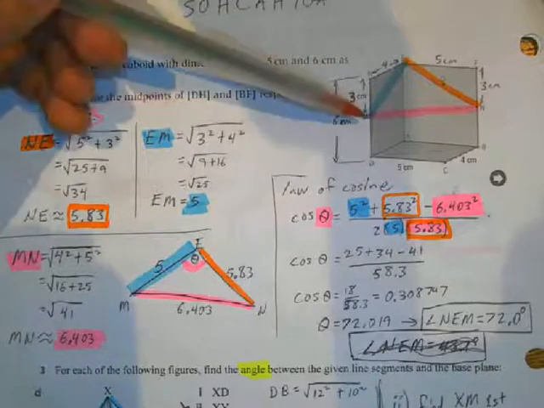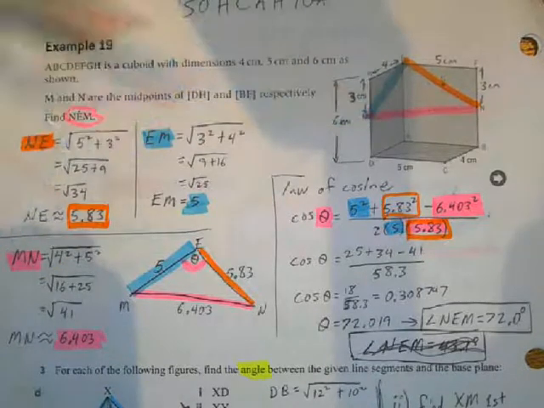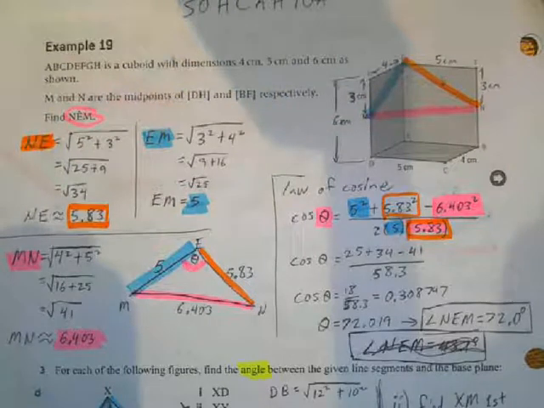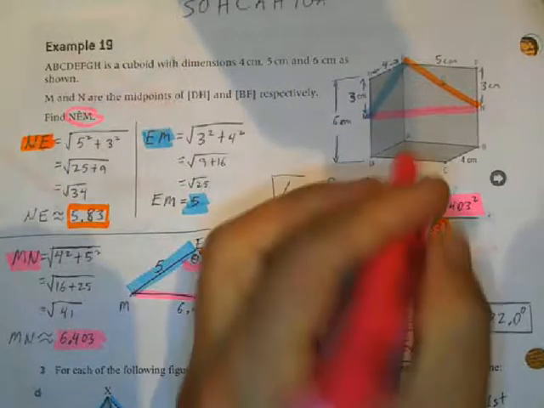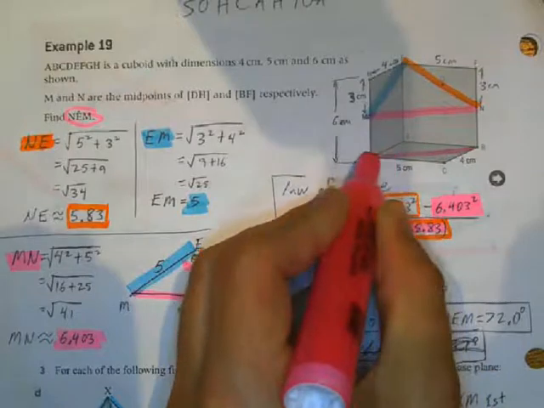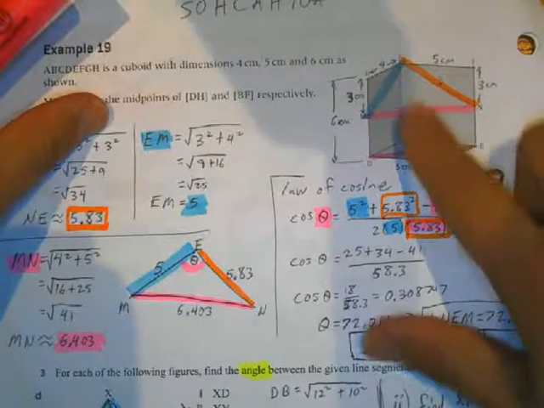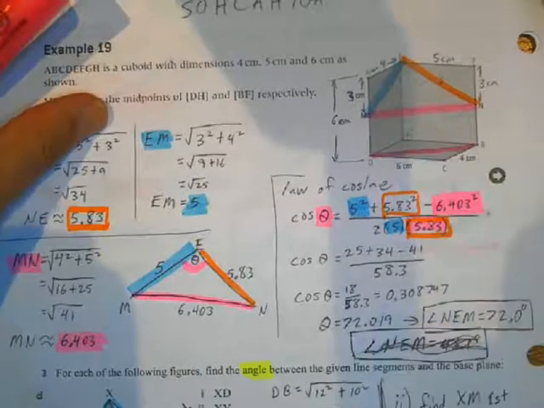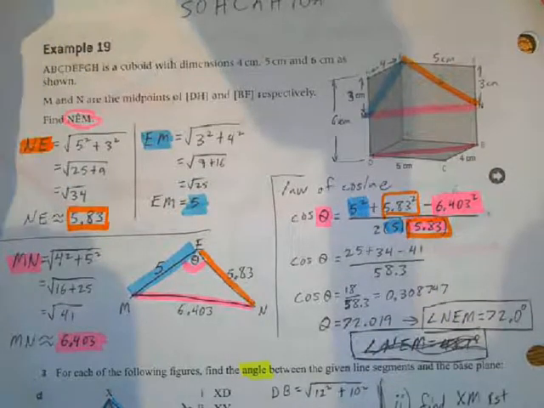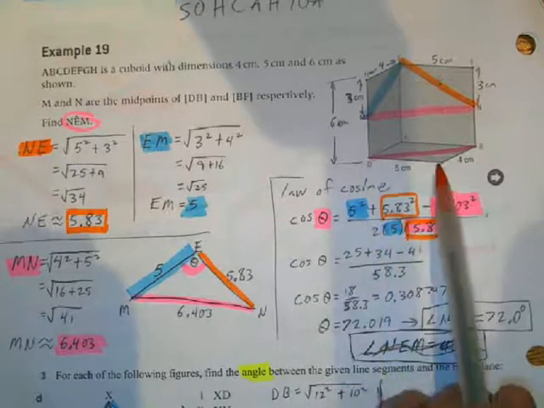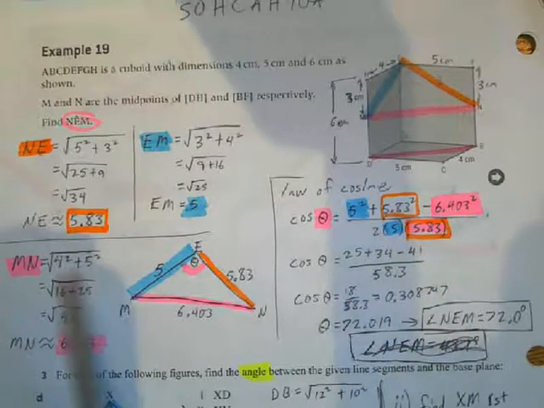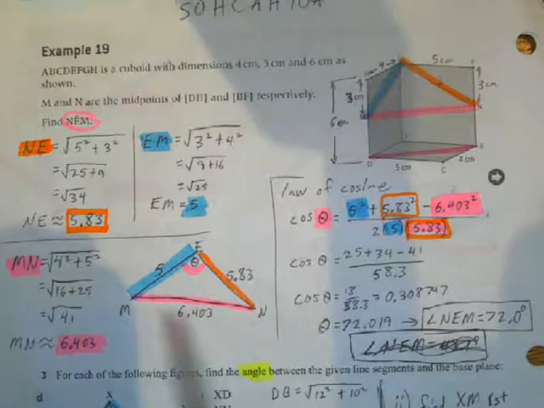Now the length from M to N seems kind of tricky, but if you think about it, it's the same length as from B to D, because these lines are parallel, it's just up above it. So to figure out the length from B to D, it's going to be 5 squared plus 4 squared, add those together, square root, and you get 6.403.